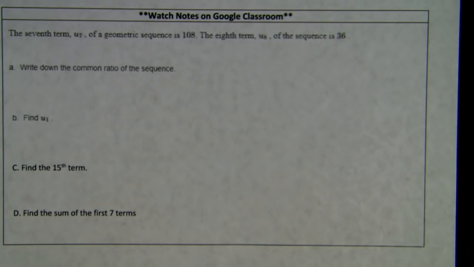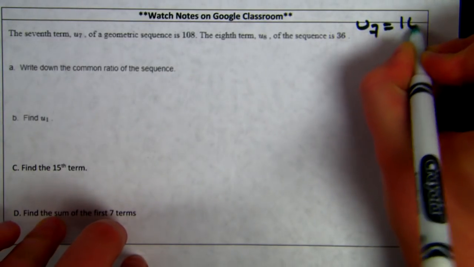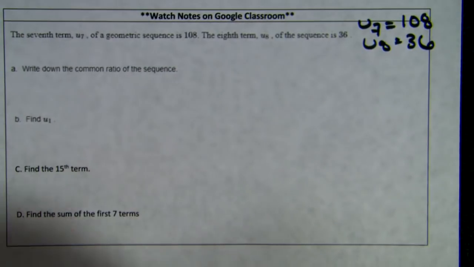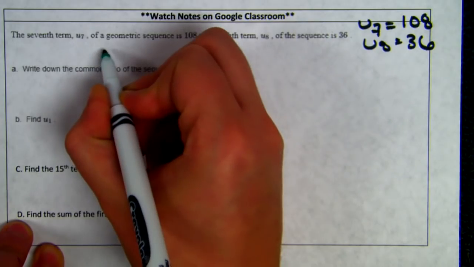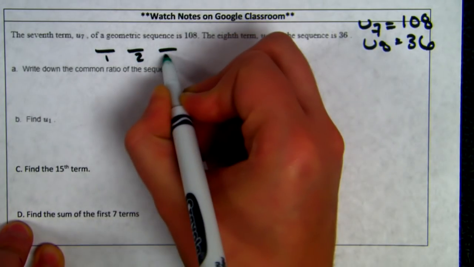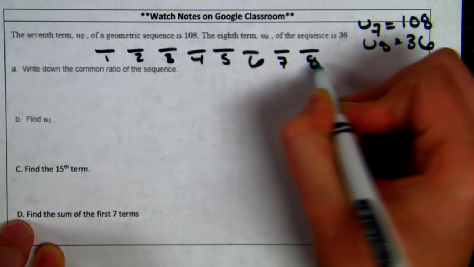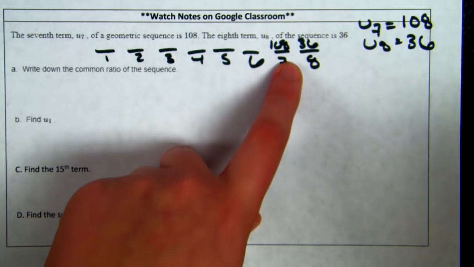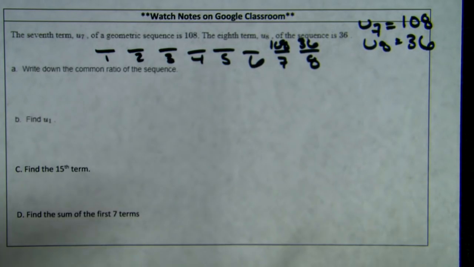The 7th term of a geometric sequence is 108. I'm going to write that off to the side. The 7th term of a geometric sequence is 108. The 8th term is 36. It says write down the common ratio of the sequence. If I were to write this out, 1, 2, 3, 4, 5, 6, 7, 8, I would know the 7th term is 108 and the 8th term is 36. Even though I don't know all of these, I know these two are right next to each other.